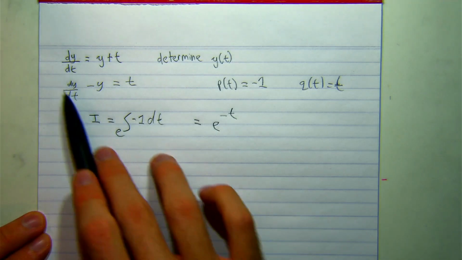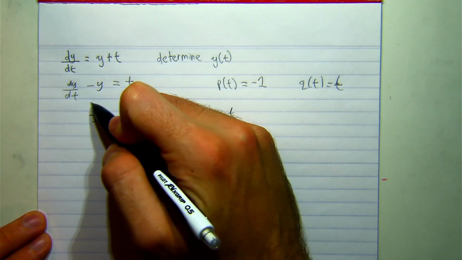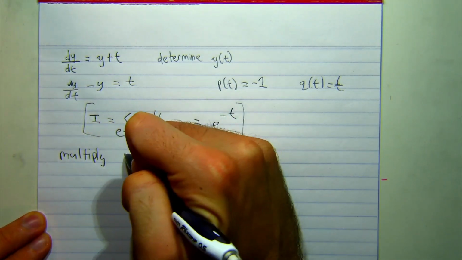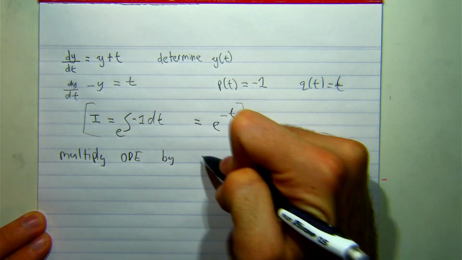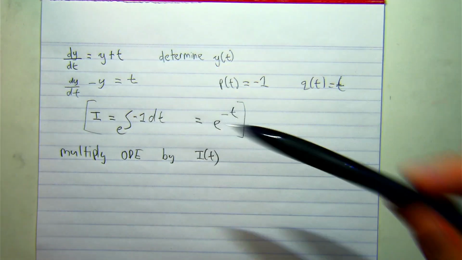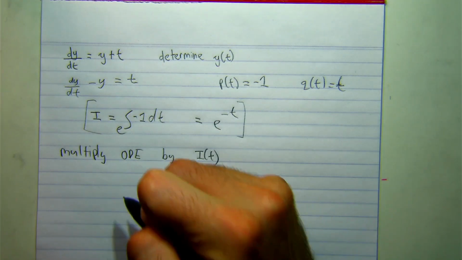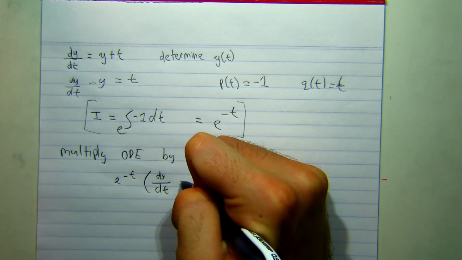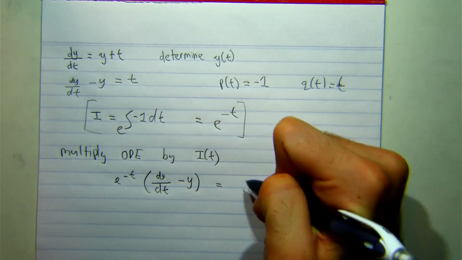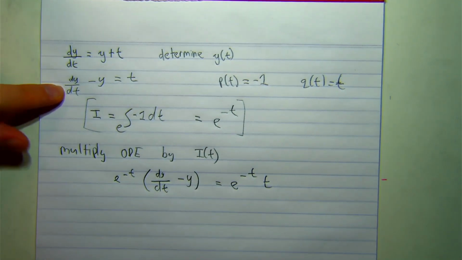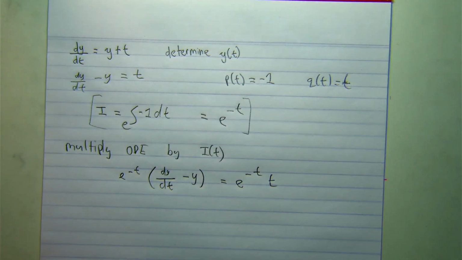Let's now multiply this into this equation here. So I'm going to multiply both sides by I of t, and therefore I'm not changing the fact that they are equal. And that gives me e to the power of minus t, dy on dt minus y, is equal to e to the minus t multiplied by t. That's multiplying this by I of t. And then I can expand that out.